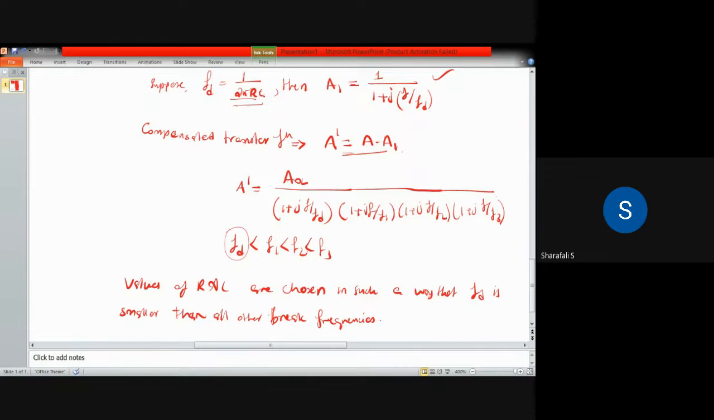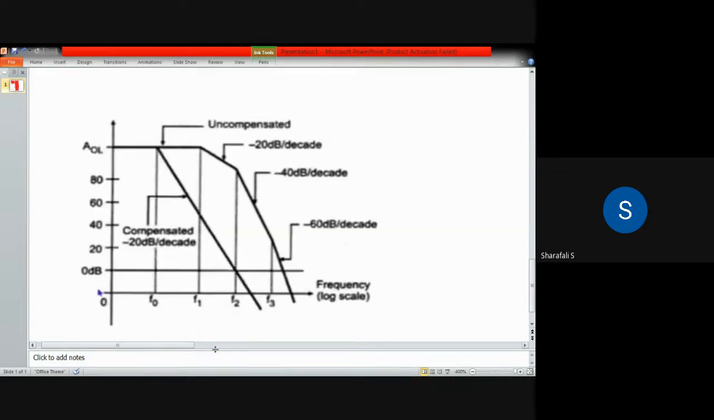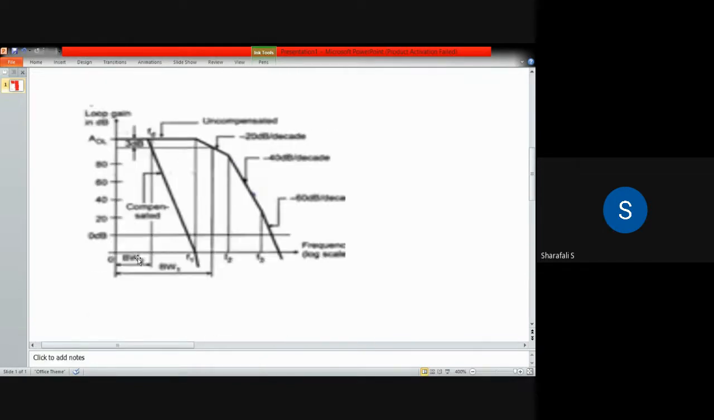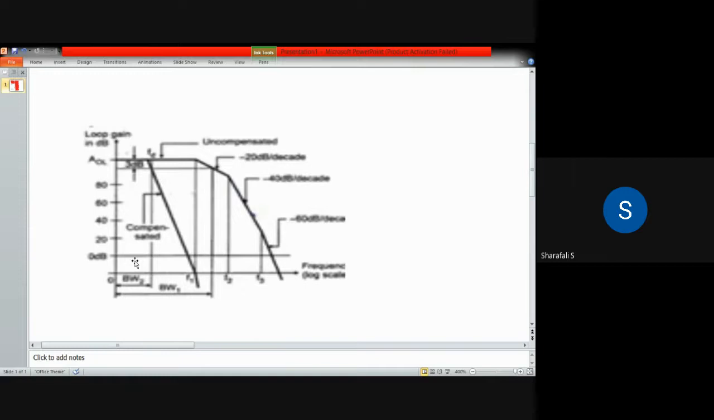So what is the result of this particular compensation technique? That we will discuss with the figure, but it is not having that clarity. Anyway, I will explain this.